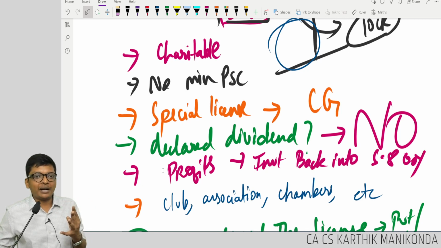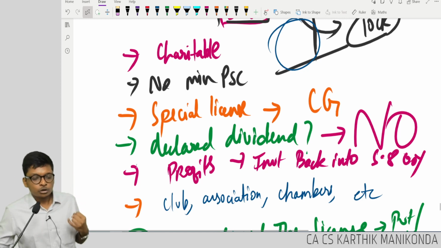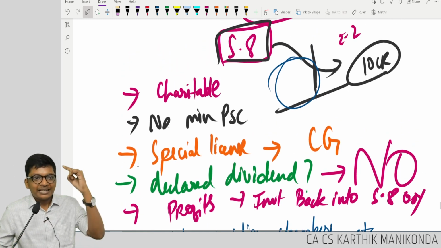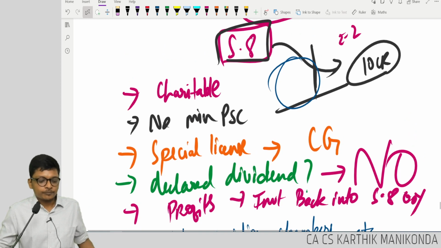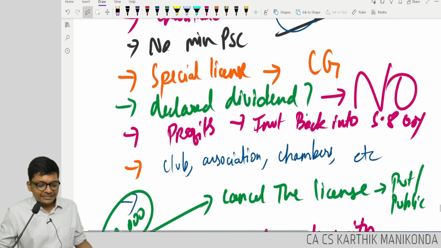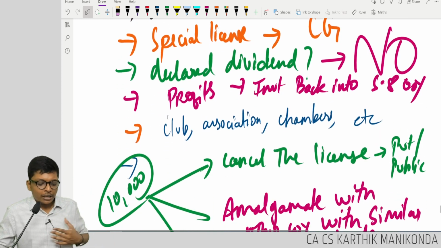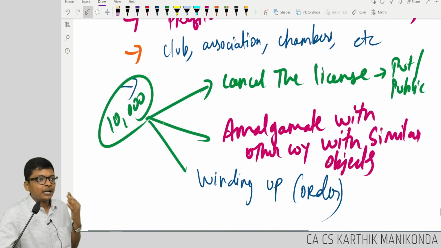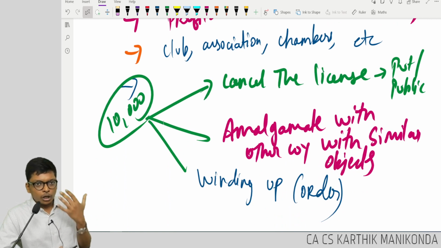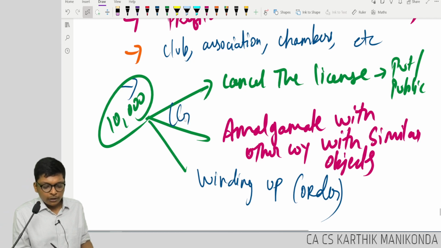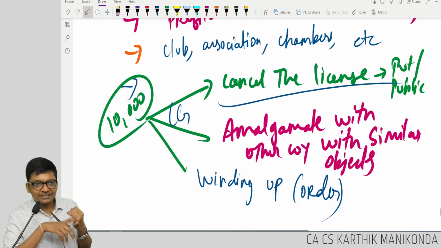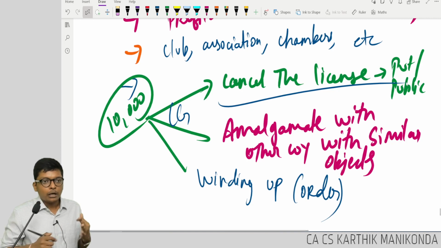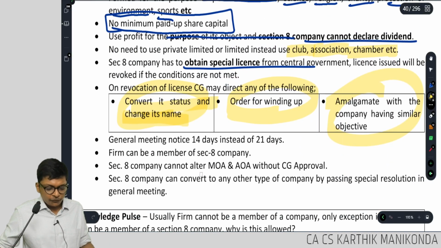Once they ask for 4 marks, Section 8 company gave dividend. What is the answer? Cannot give. Explain. So what are the points? Section 8 company starts for a charitable work, no minimum paid up share capital, special license. Can you declare dividend? No. If it earns profit, put it back into the business. Use names like club, association, chambers. If you do something else which you are not supposed to do, then central government will order for cancelling license and converting the status, amalgamate with some other entity, order for winding up. Are you following, guys?